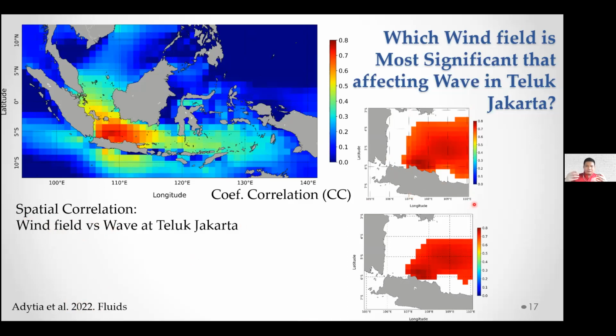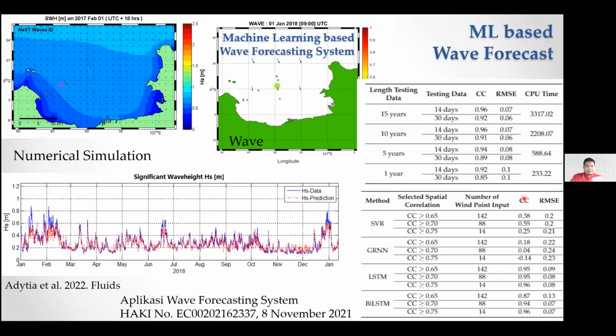From the point of view of informatics students, this is feature selection, or feature engineering, what we are doing here. We select from the raw data which inputs are the most significant to be added into our deep learning model to produce the wave. And these are the results.